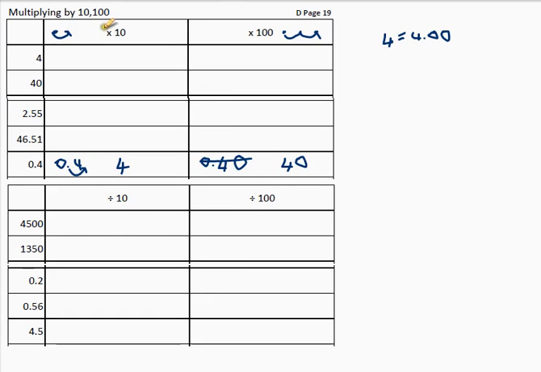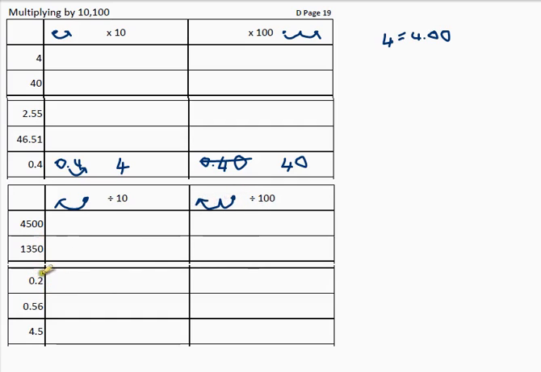Now when we multiplied, our answer got bigger. What is going to happen when we divide? We get a smaller answer. In other words, where are we going to move our point? Our number gets smaller if the point moves back. The point will move back 1 when you divide by 10. Now how will the point move when you divide by 100? 1, 2. It's going to move 2 spaces.